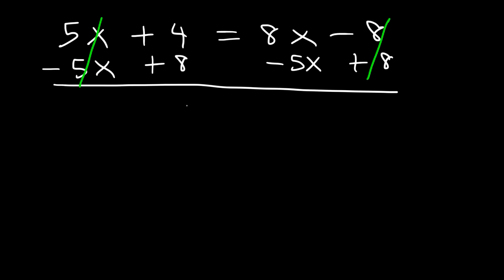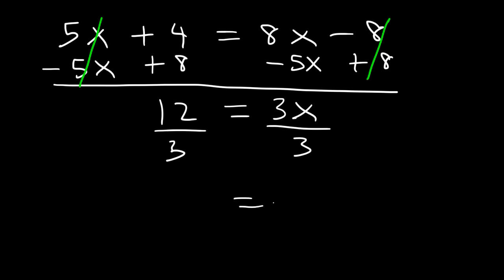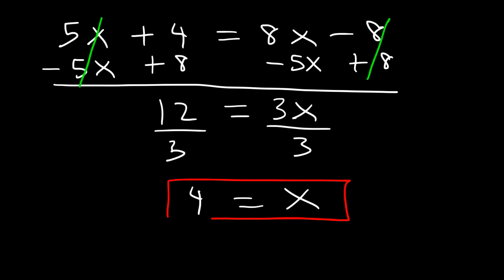So on the left, we just have a number. 4 plus 8 is 12. On the right side, we have a variable. 8x minus 5x is 3x. So now all we need to do is divide by 3 at this point. And so x is equal to 4. And that's it. So that's how you can solve that equation.